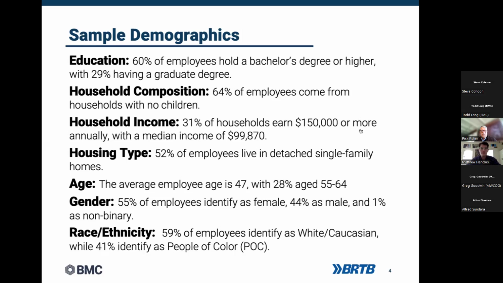Household income, 31% earn 150,000 or more. Median income was 99,870. Housing type, detached single family homes. We have an average age of around 47, with 28% being aged 55 to 64. And in general, we have a pretty decent breakdown by gender. We see 55% of the respondents were female, with 44% as male. 1% was not identified within a binary gender. And for race, we see 59% being white Caucasian and 41% identifying as a person of color.